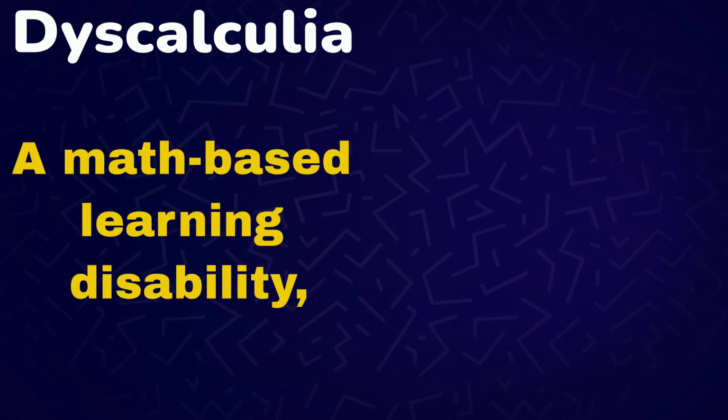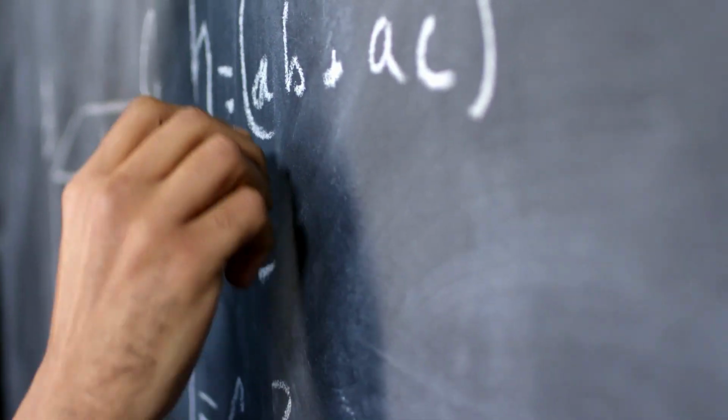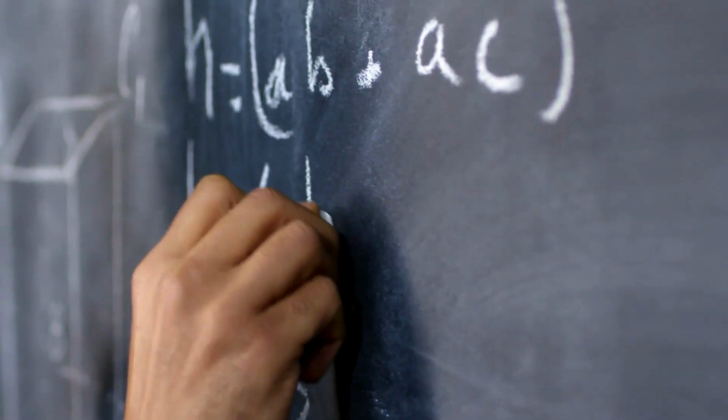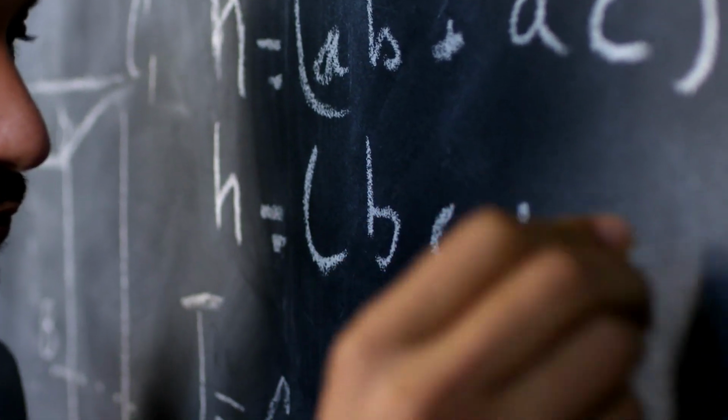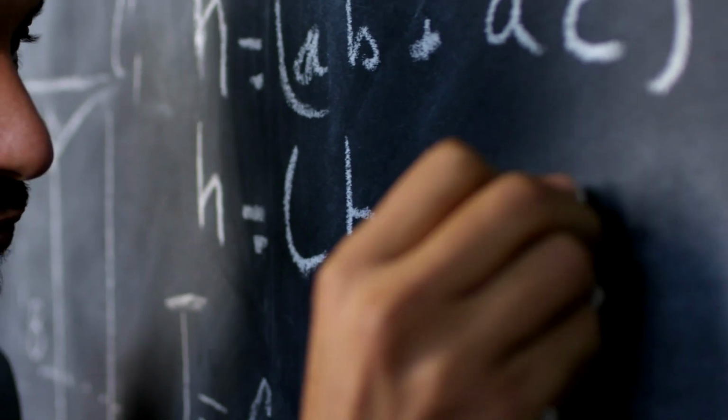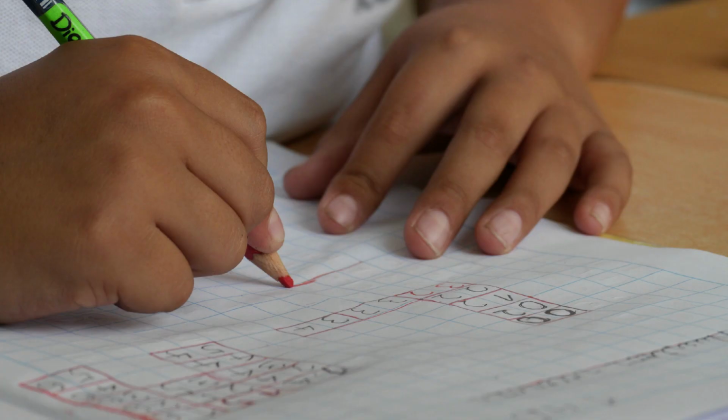Dyscalculia is a math-based learning disability, where individuals have difficulty comprehending basic concepts and principles of mathematics. This can include an inability to grasp numbers, understand mathematical symbols, and comprehend the relationships between numbers. Those affected may also struggle with concepts such as time and money, counting, and arithmetic operations.